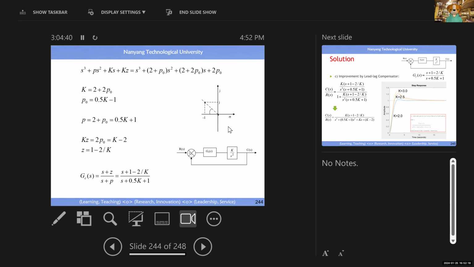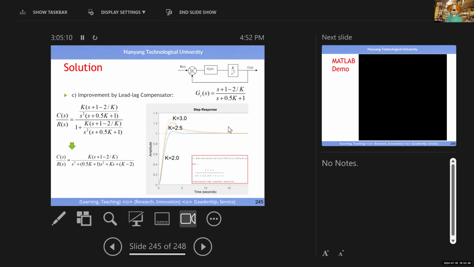Now look at this one. Kz. Kz equals 2P0. Z equals 2P0 divided by K, right? Then replace this one by this, which is K minus 2. Both sides divided by K, it's 1 minus 2 divided by K. Okay. Then once you know P, you know Z, then you know the lag compensator. Good news is you have an extra parameter. That is a bonus. You can choose any value for K to get an equally good example, right?